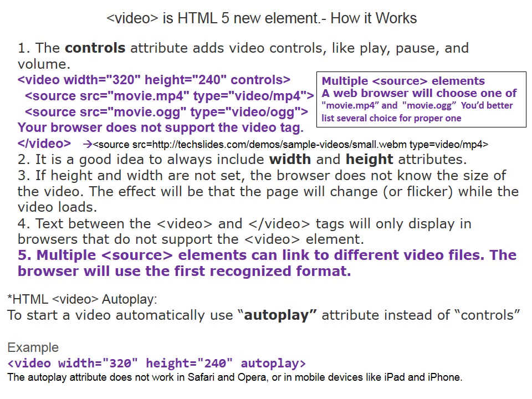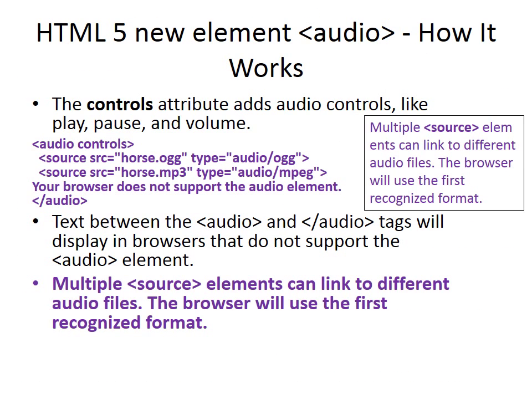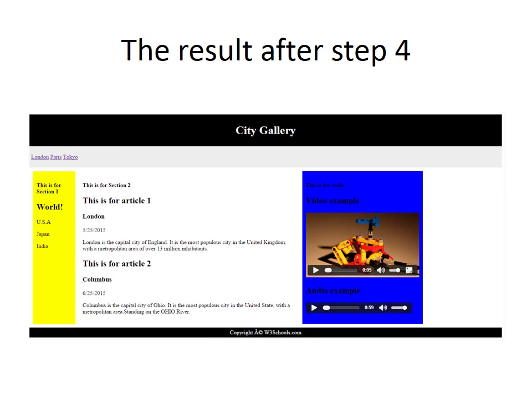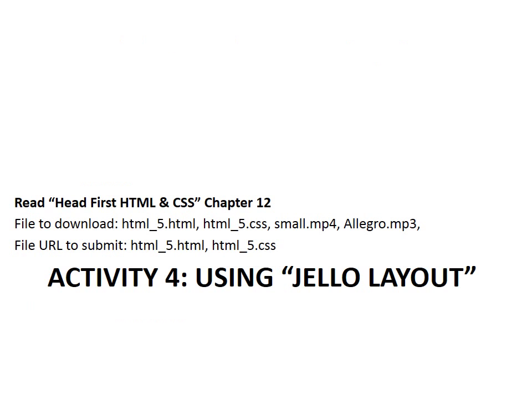Then, a web browser will choose one of them. So you'd better list several choices for a proper one. To start a video automatically, use the autoplay attribute instead of controls. The audio element works similarly to the video element. This is the result. In this activity, you will put all content in the middle using Jello layout.